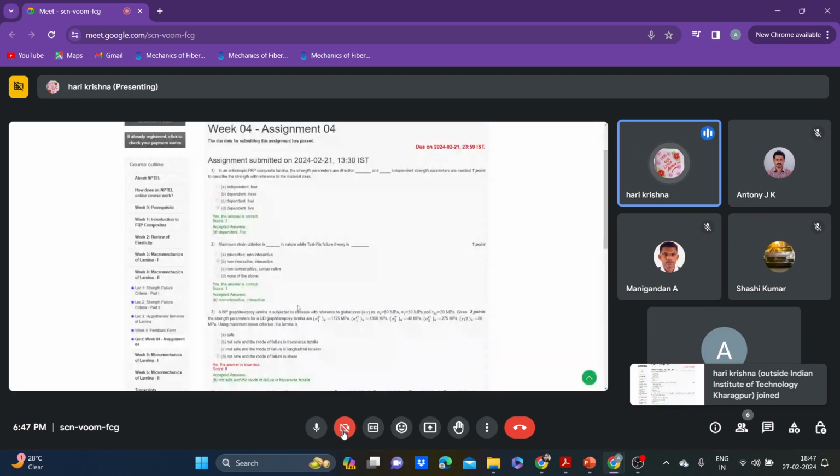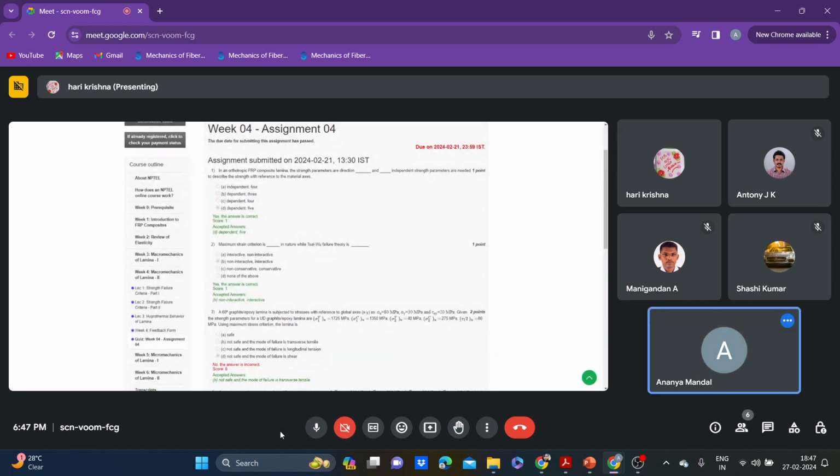Ma'am, in problem number 3, in total gas, I listened to what you said and solved the same way, and the answer I got is the same as yours. But it was marked not safe, and the mode is only shear, ma'am. Here it was showing transverse tensile, ma'am. How is that?